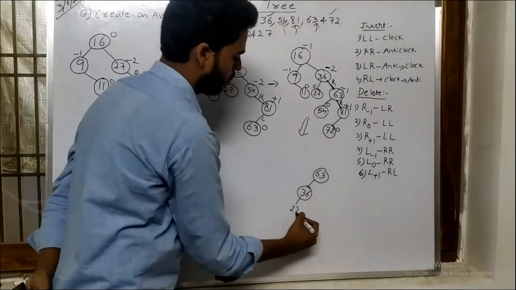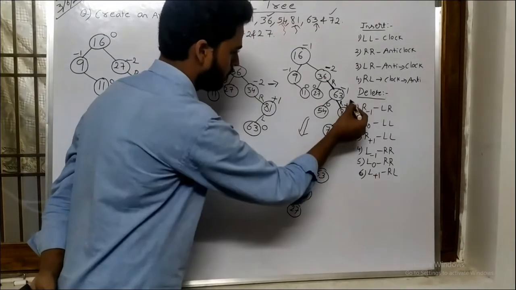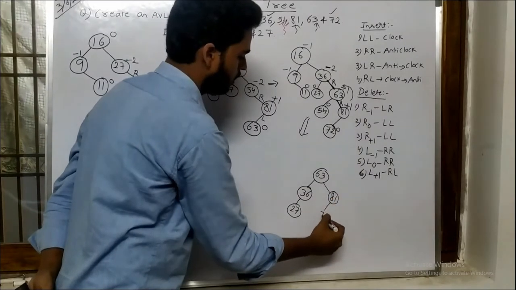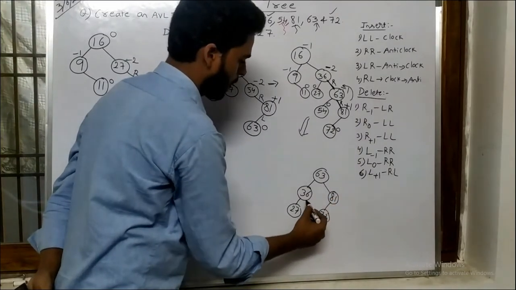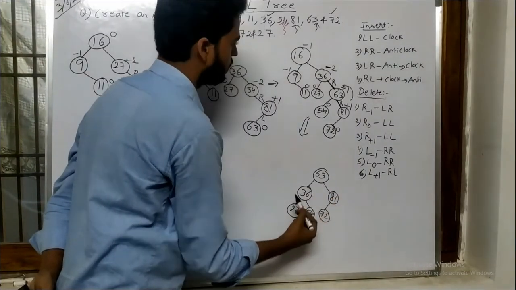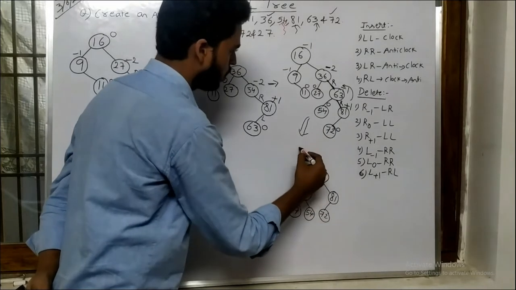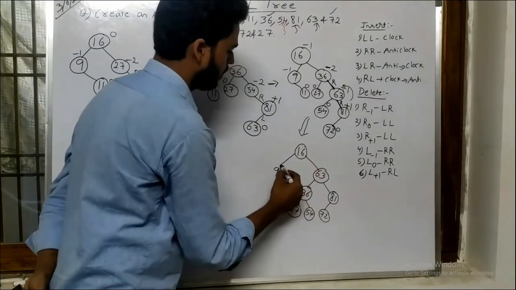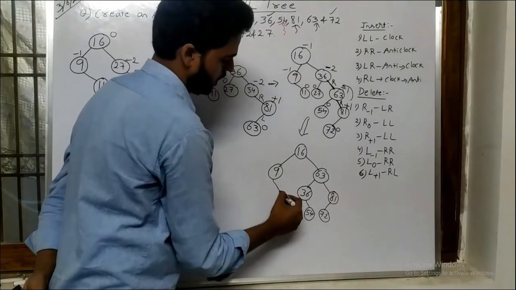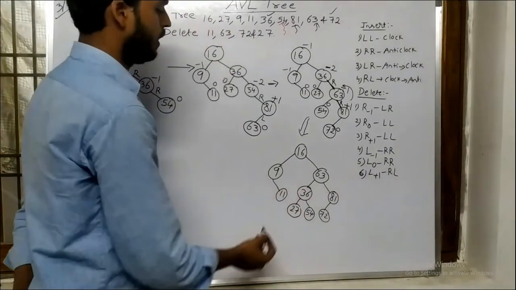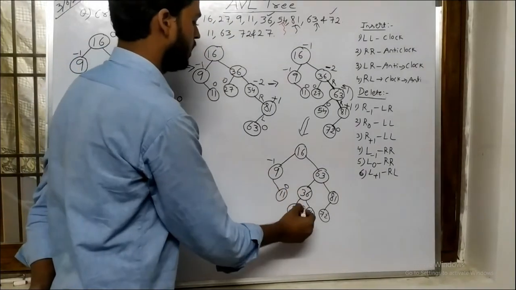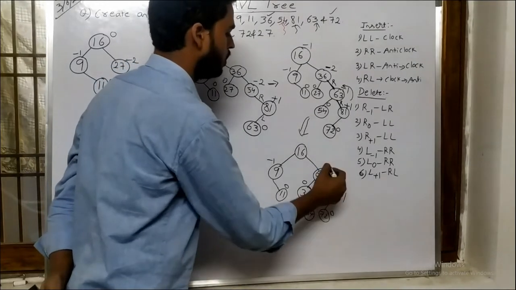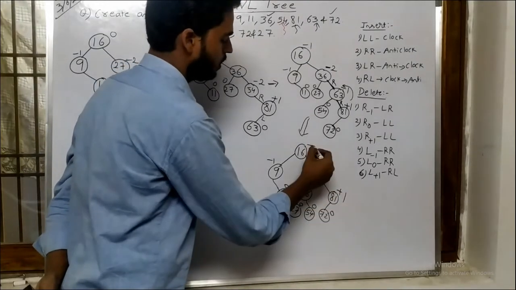36, 27, 81, 72, 54. Then the root node as it is, 16, then 9, then the balance factors: 0, minus 1, 0, 0, 0, 0, plus 1, 2, 2, 0, 1, 2, 1, 2, 3.